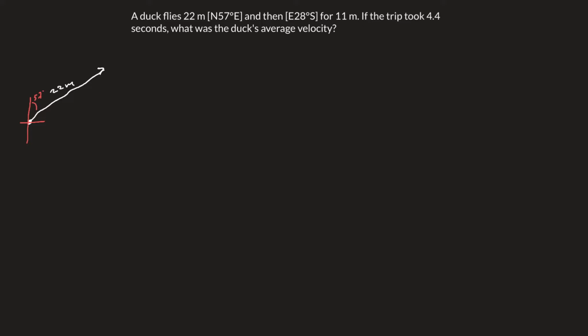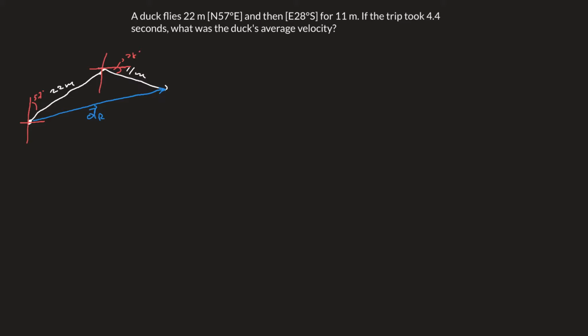The bird then takes a turn for 11 meters, and it's going to go east 28 degrees south. So that might be something like this. So here's 11 meters. And again, that angle, east 28 degrees south, is this angle in here. So that's 28 degrees. We can then close up our triangle, knowing that this is going to be our dr.